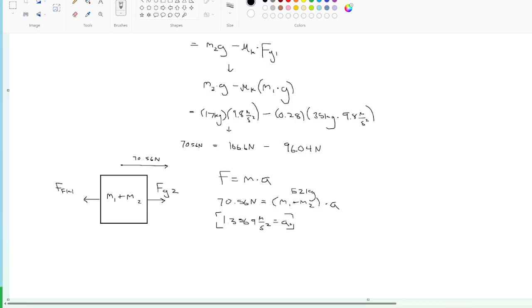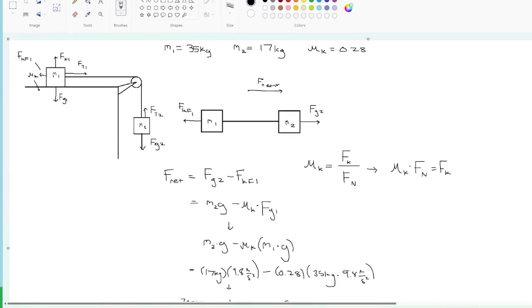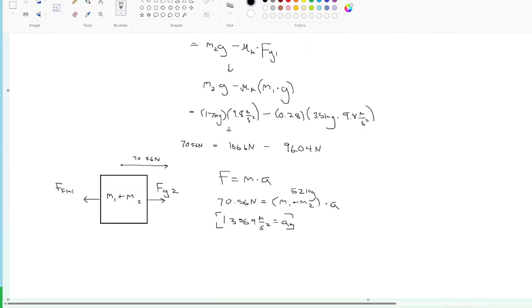The net acceleration of this entire system. If everything is accelerating at this rate, this block and this block, that means this block is also accelerating at that rate, which means that this is also our answer. The block is accelerating at that acceleration.